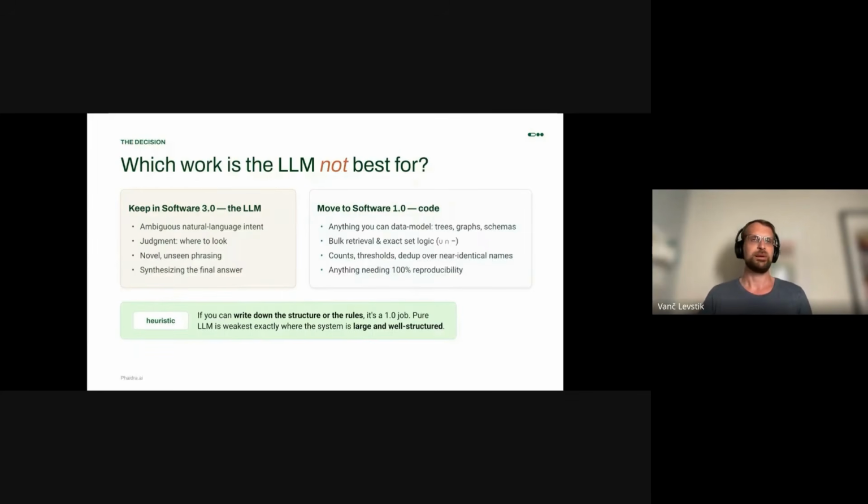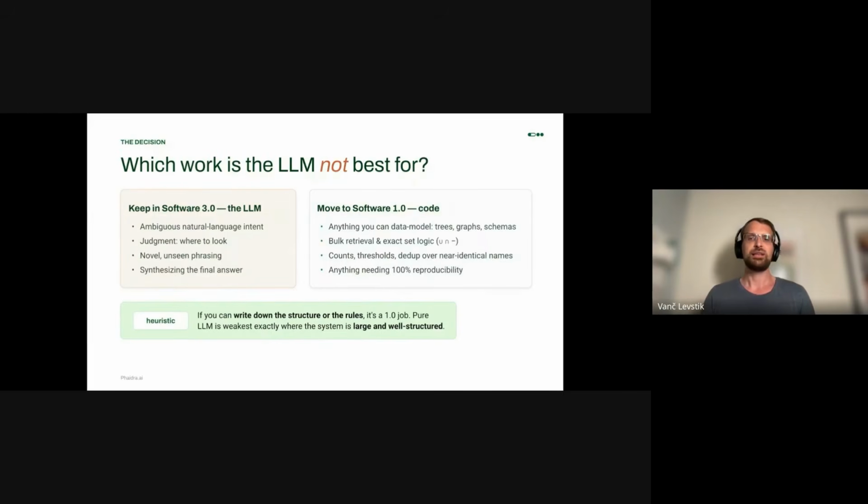This is the key one, especially for large systems. If your data has structure, call it a hierarchy, graph, or a schema, a language model scanning it token by token is definitely the wrong tool. Bulk retrieval, exact set logic, counting, dedup across near-identical names, which happens a lot in data center land, anything that must be 100% reproducible should be deterministic code. The simple heuristic that usually works: if you can write down the structure or the rules, it's a 1.0 job.